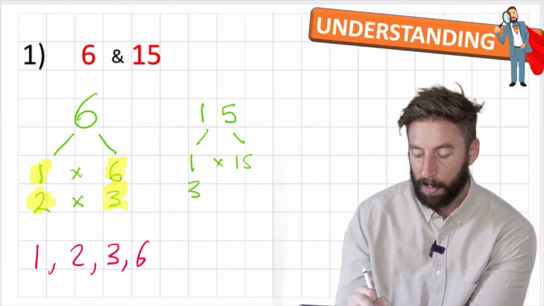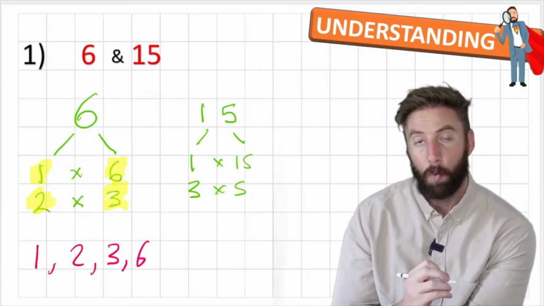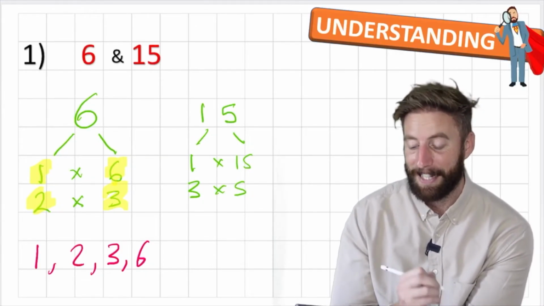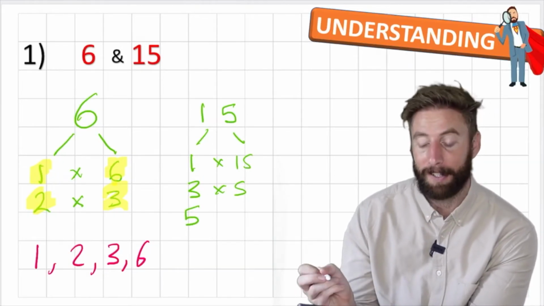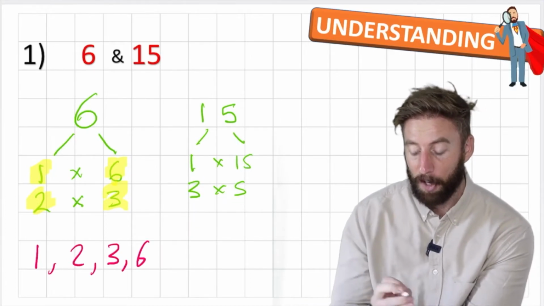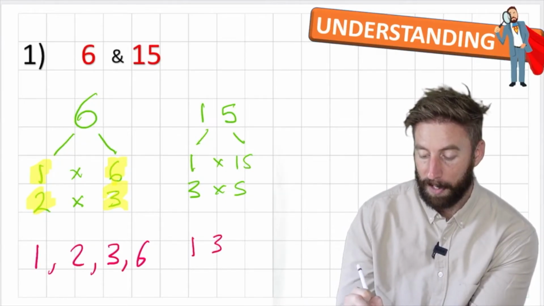What about 3? 3 times 5 equals 15. What about 4? Is 15 divisible by 4? 4, 8, 12, 16, so no. And then if we try and use 5, I've already used a 5, so I don't need to do that. So let's have a look. Our factors of 15 are 1, 3, 5, and 15.